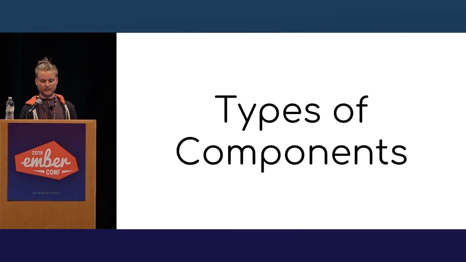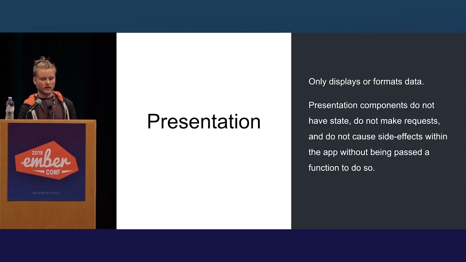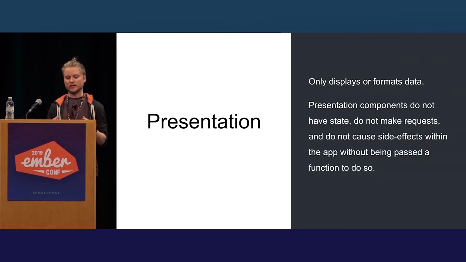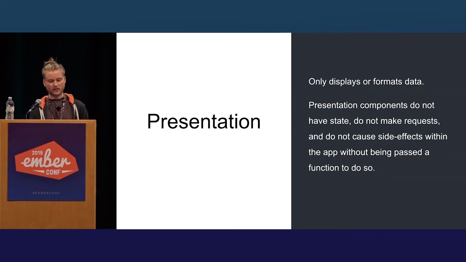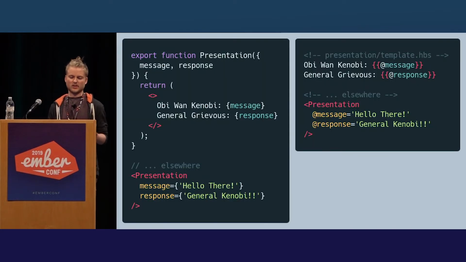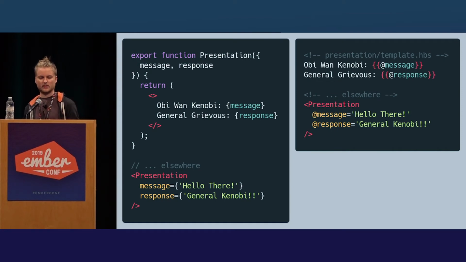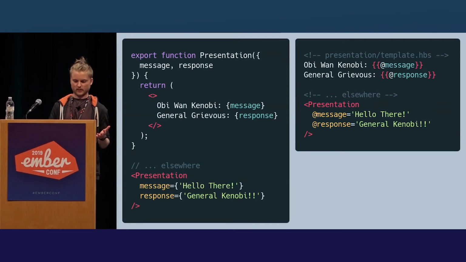So let's look at some types of components. A presentational component only displays or formats data. They do not have state, they do not make requests, they don't cause side effects within the app without being passed a function to do so. These are somewhat straightforward. They render what you give them. This example demonstrates the data down part of data down actions up. On the left is React, and on the right is Ember.